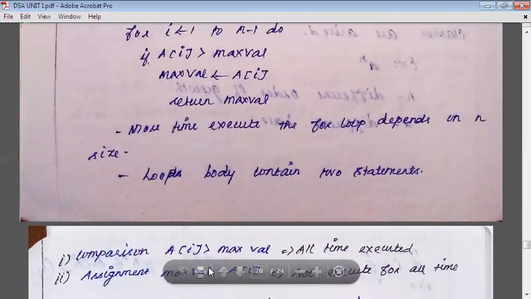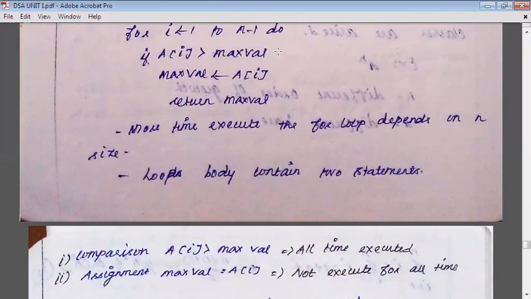So the a of I checking condition is executed all the time, starting from I equal to 1 to n minus 1 times. But max value equal to a of I, a of I is assigned to max value. The second statement is executed when the first comparison statement is true. Suppose the comparison statement is not true, the second statement will not execute, because there is no need. So the second statement is executed only whenever the first statement's condition is true.